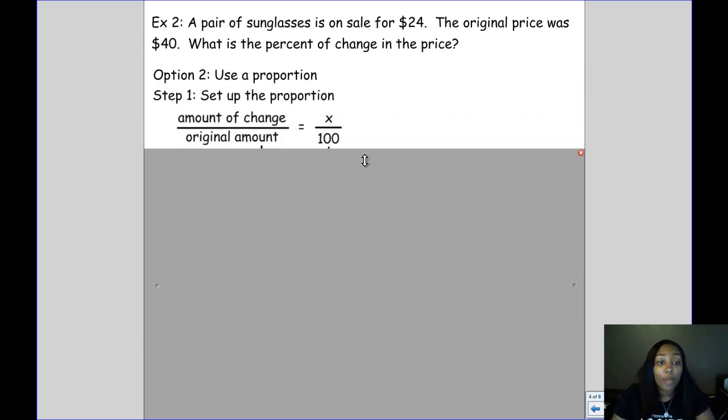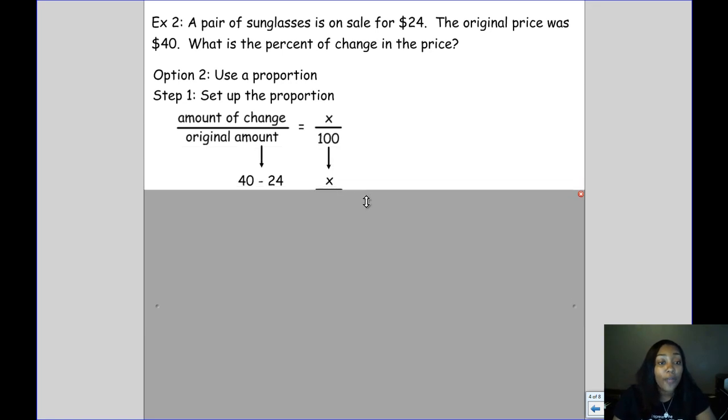So we have to set the proportion up first. When we set the proportion up, the first ratio is going to show the amount that something changed, and then on the bottom of the ratio is going to show the original amount, and then on the other side the second ratio will be x over 100 because we're trying to figure out the percent. So that's our unknown value, so that's where we'll put a variable.